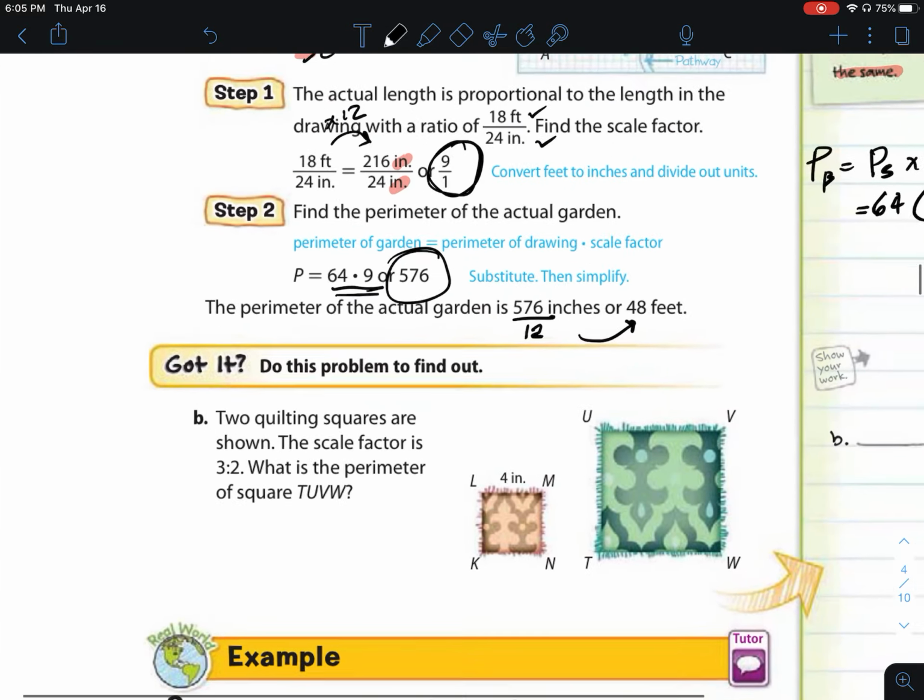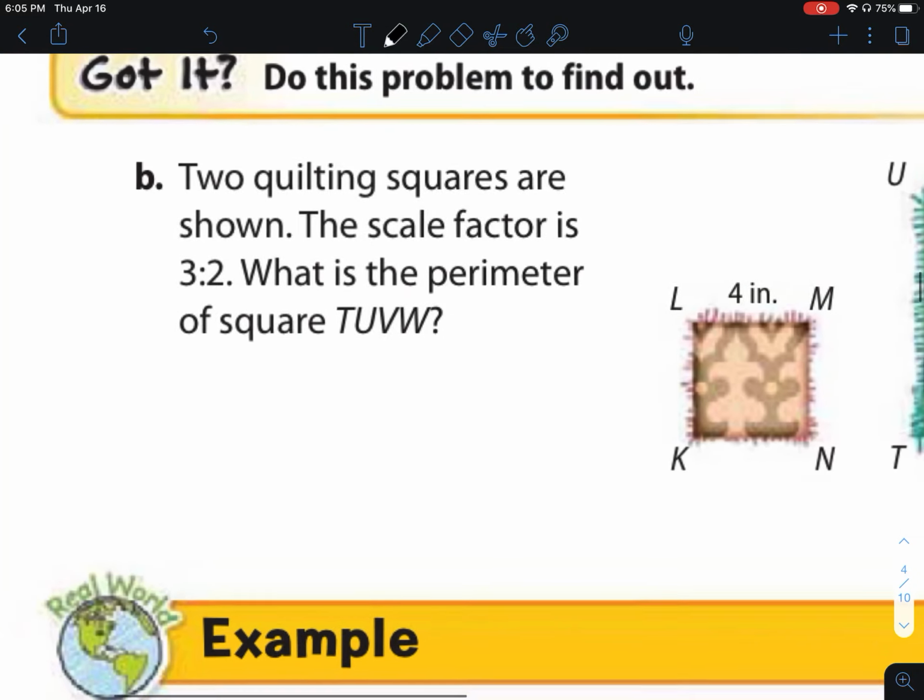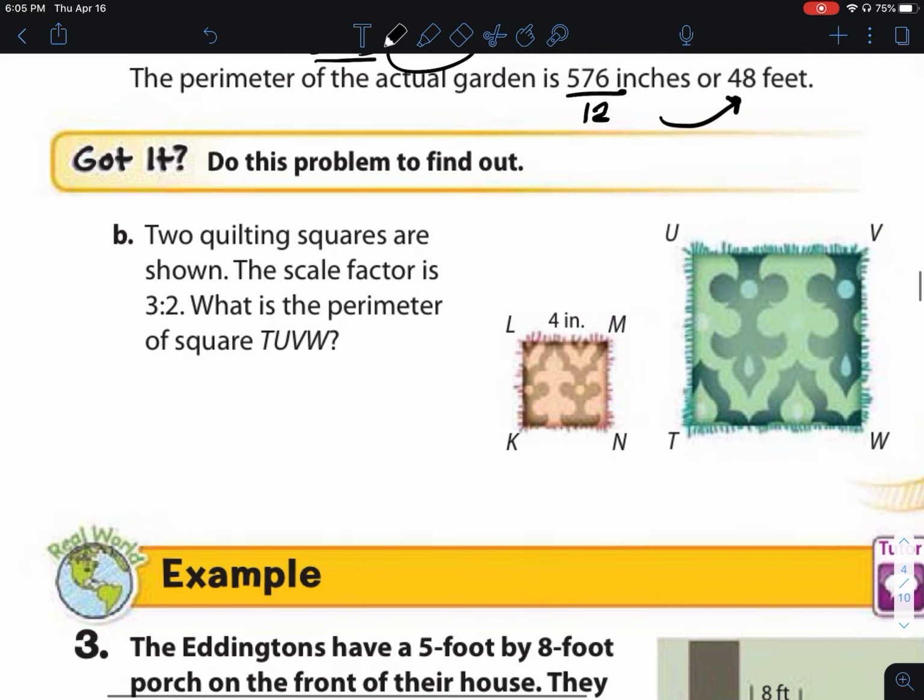Okay, let's do this Got It and see if you understand what we just did. Two quilting squares are shown. Scale factor is 3 to 2. What is the perimeter of square TUVW? So what do we know? We know a few things here. We know what the scale factor is, which is 3 over 2. So we don't have to worry about that.